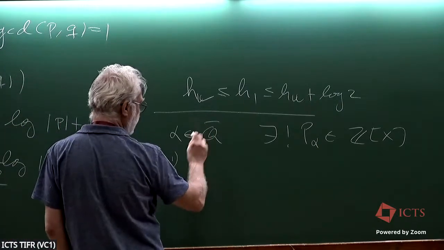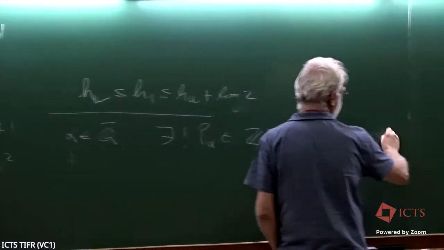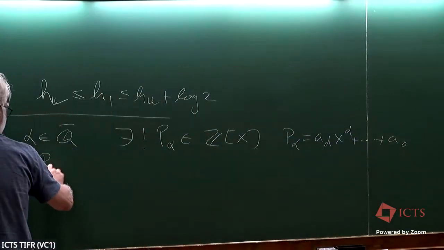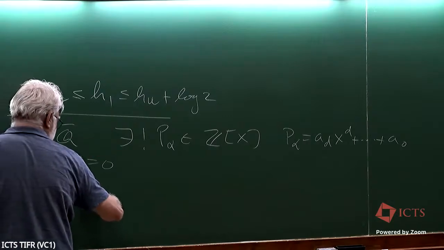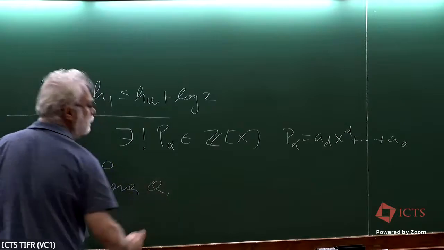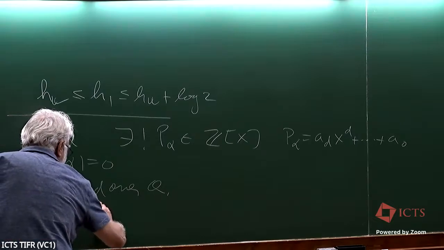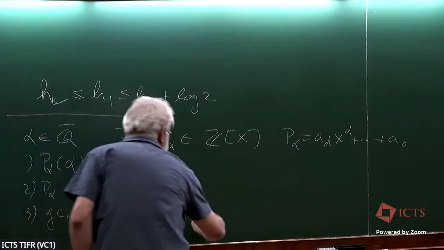The first property is that, well, P alpha will be a_d x to the d plus ... plus a_0. Now, the first property is that P alpha applied to alpha has to be equal to 0. The second property is that I want P alpha to be irreducible over the rational numbers. So I don't want to add spurious factors. The third property, in some sense, is that I want it to be also irreducible over the integers. So I want the greatest common divisor of all the coefficients to be equal to 1, so the coefficients are coprime. So this is called primitive.